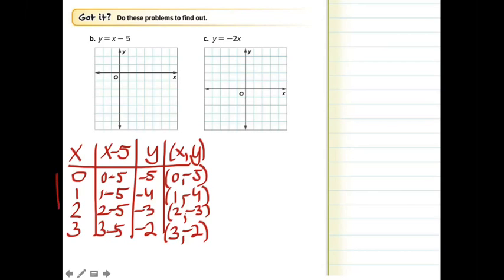Okay, a couple things we can check. As my x's increase by 1, each of my y's are also increasing by 1. -5 goes up to -4, goes up to -3, goes up to -2. So since I'm seeing a pattern, that's a really good sign that I did the right math. So let's plot our points. 0, -5.